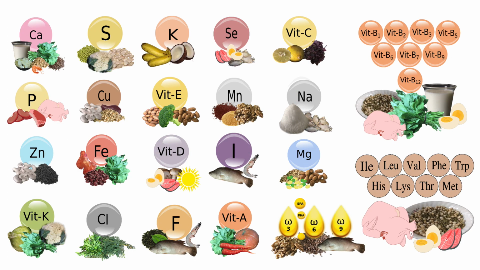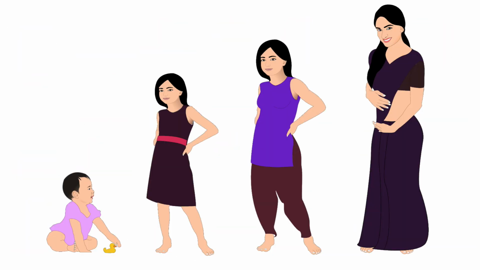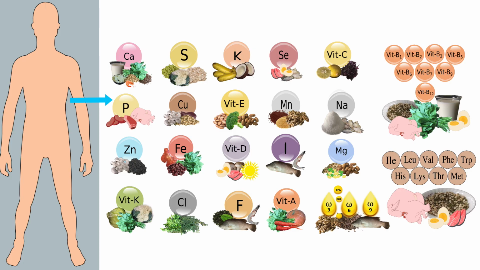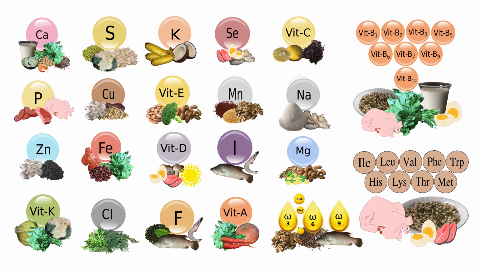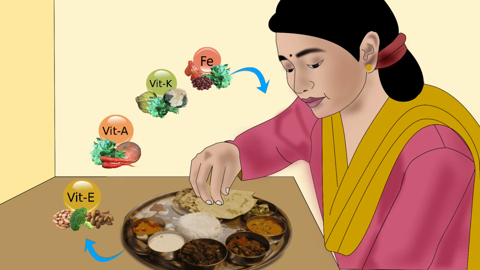Nutrients are necessary for the growth and maintenance of our body. Some of these nutrients cannot be produced by our body. Such nutrients are called essential nutrients. There are 40 essential nutrients that we must obtain from food.